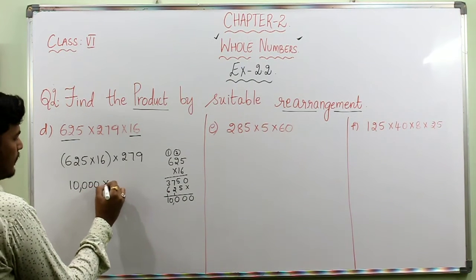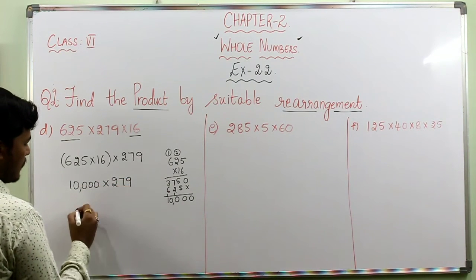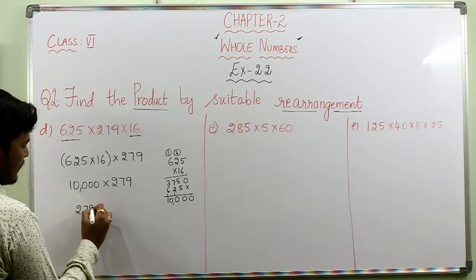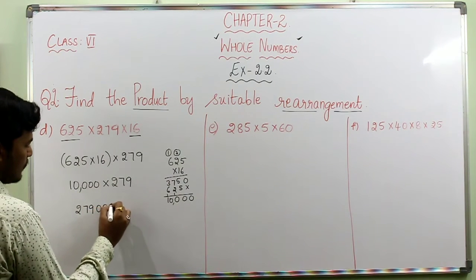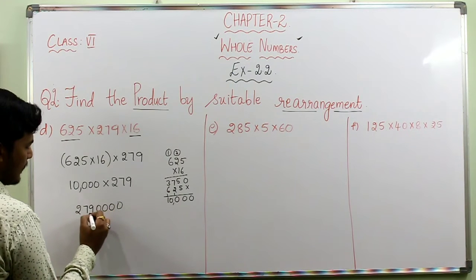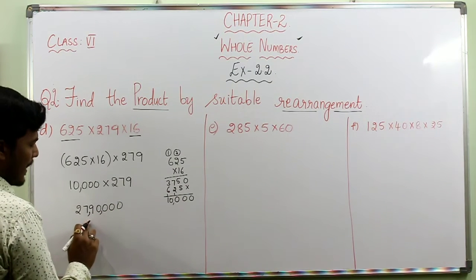10,000 into 279. So it will become 2790, then 1, 2, 3, 4 zeros. So this will become 27,90,000.